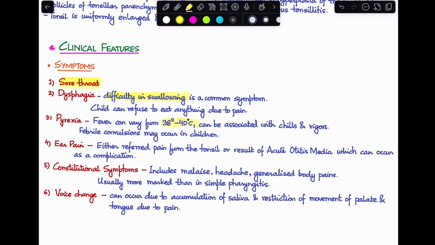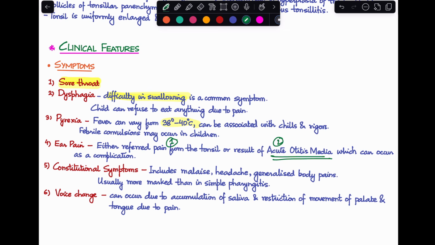Now, this ear pain that the patient is coming to you with, one cause is obviously a referred pain, but sometimes you'll see that the patient actually has symptoms in the ear as well. When you check the ear with an otoscope, you'll see features of acute otitis media. Now, how does this happen? Acute otitis media is actually a complication of acute tonsillitis. So, when acute tonsillitis has not been treated immediately, what can happen is you can have an ascending infection via the eustachian tube into the ear, and that can lead to the development of acute otitis media.